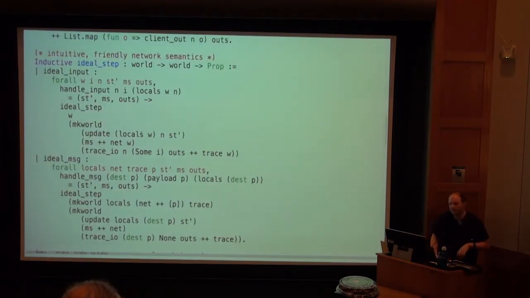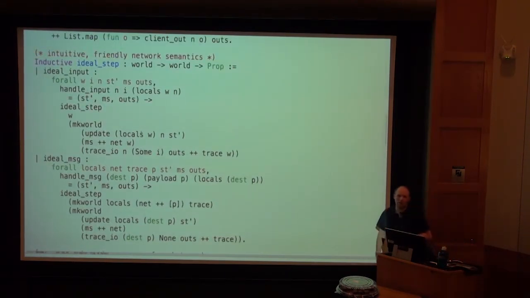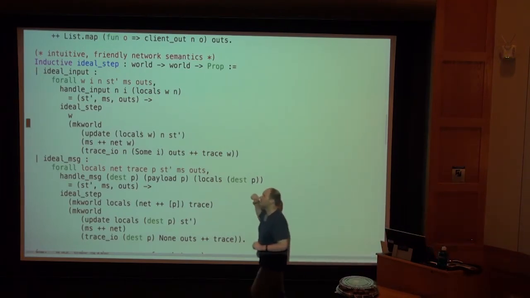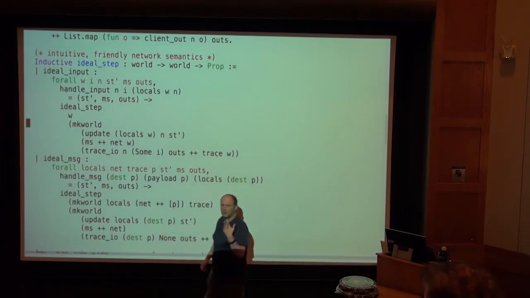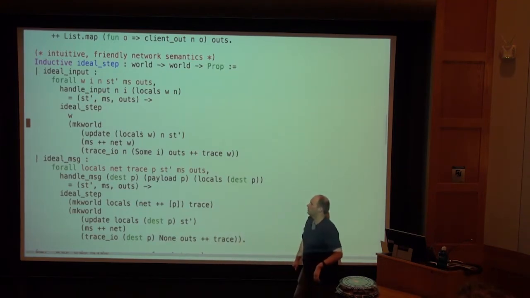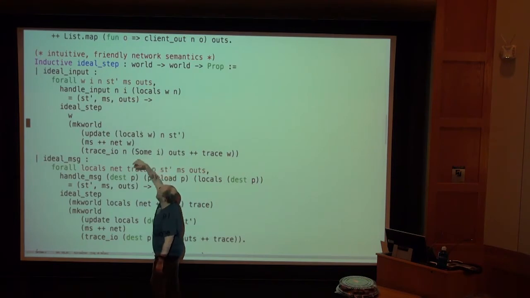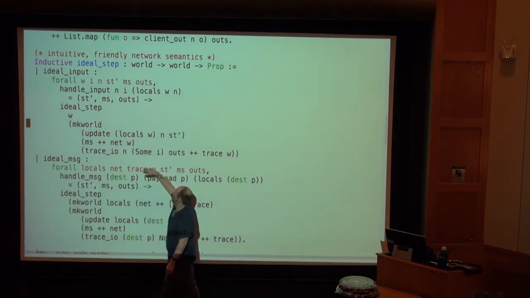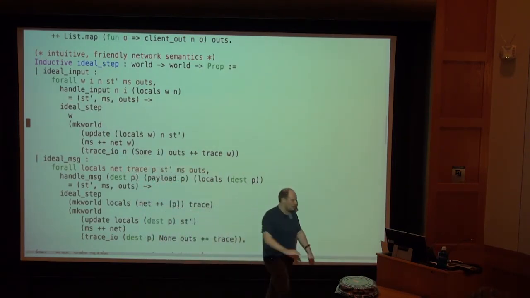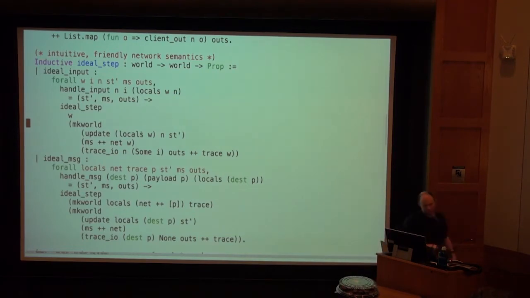Okay, so anyway, here we're in the network semantics from simple DS. And just to remind people, this was the ideal semantics we saw last time. You get an input, you run the handler, you step from the world you were in when you got the input to one where you've updated your state, you may have put some messages on the network, and you recorded the fact that you had that interaction with the client in the trace.